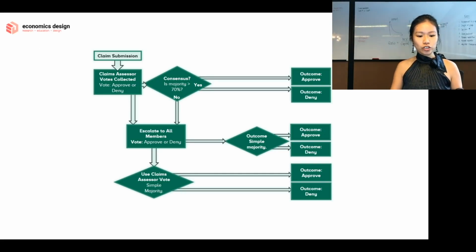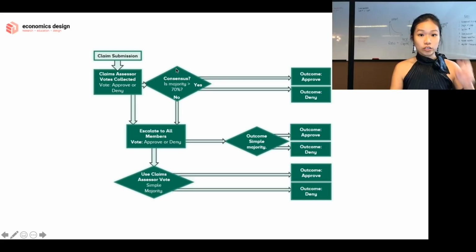So a quick snapshot of the flow done by Nexus Mutual is that first you have a claim submission, and the claim assessors will determine yes, you get a claim, or no, you don't get a claim. If the majority says yes, then it is whatever the outcome is. If less than 70% come to a common consensus, then all the members have to vote. And then whatever the outcome is, it's either yes or no, decided by majority.